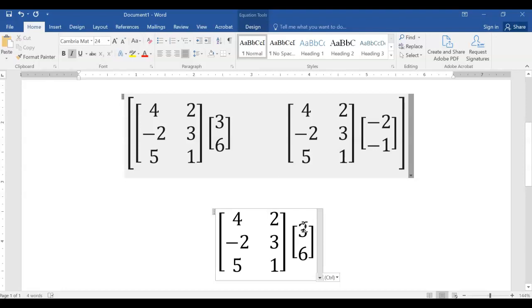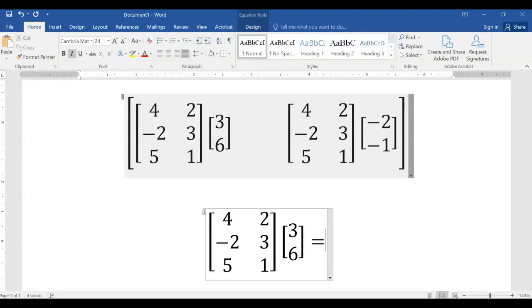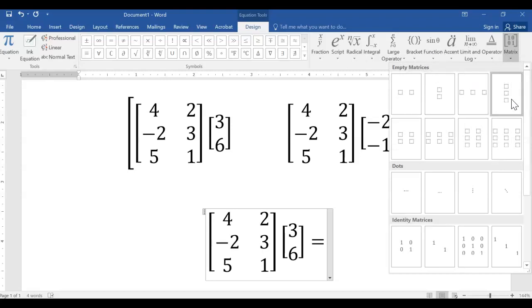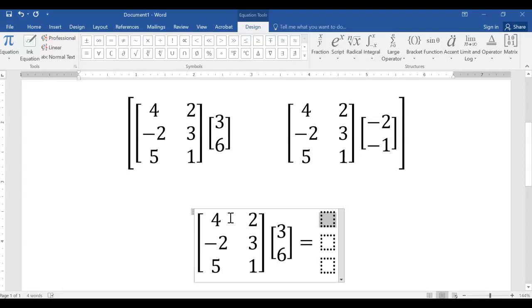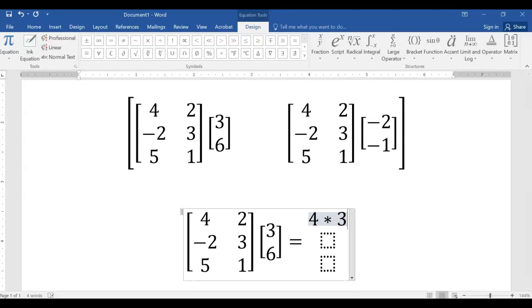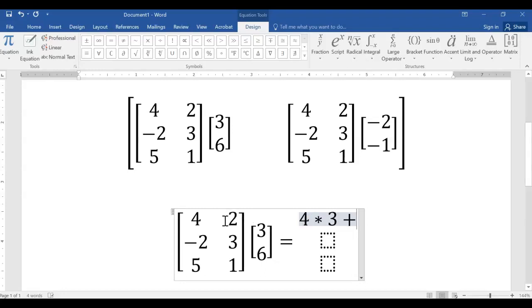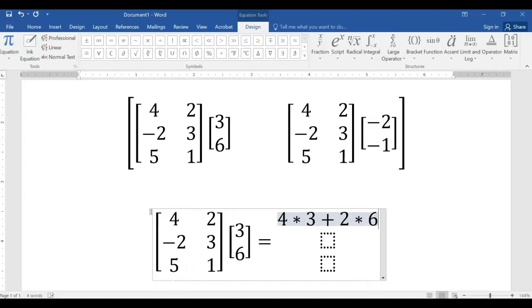What we would do is take 3 times this first column plus 6 times the second column. So 3 times the first column, 6 times the second column. And I'm going to write that out in a way that's going to seem a little bit funny right now, but that's perfectly okay. So 3 times the first column is going to give you 4 times 3, plus, since I'm going to be adding that second column, it's going to be 6 times the second column, so plus 2 times 6. Hopefully this makes sense.